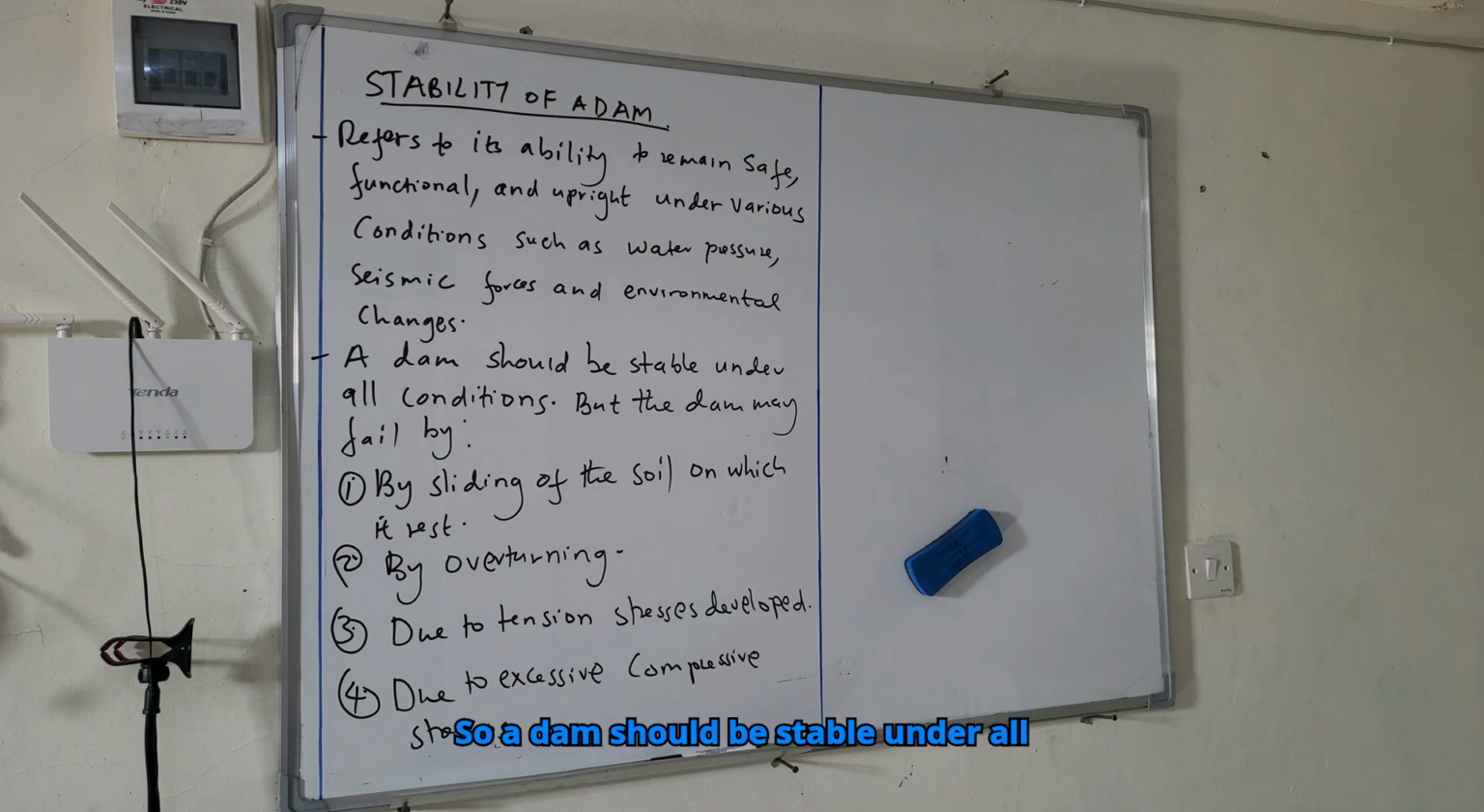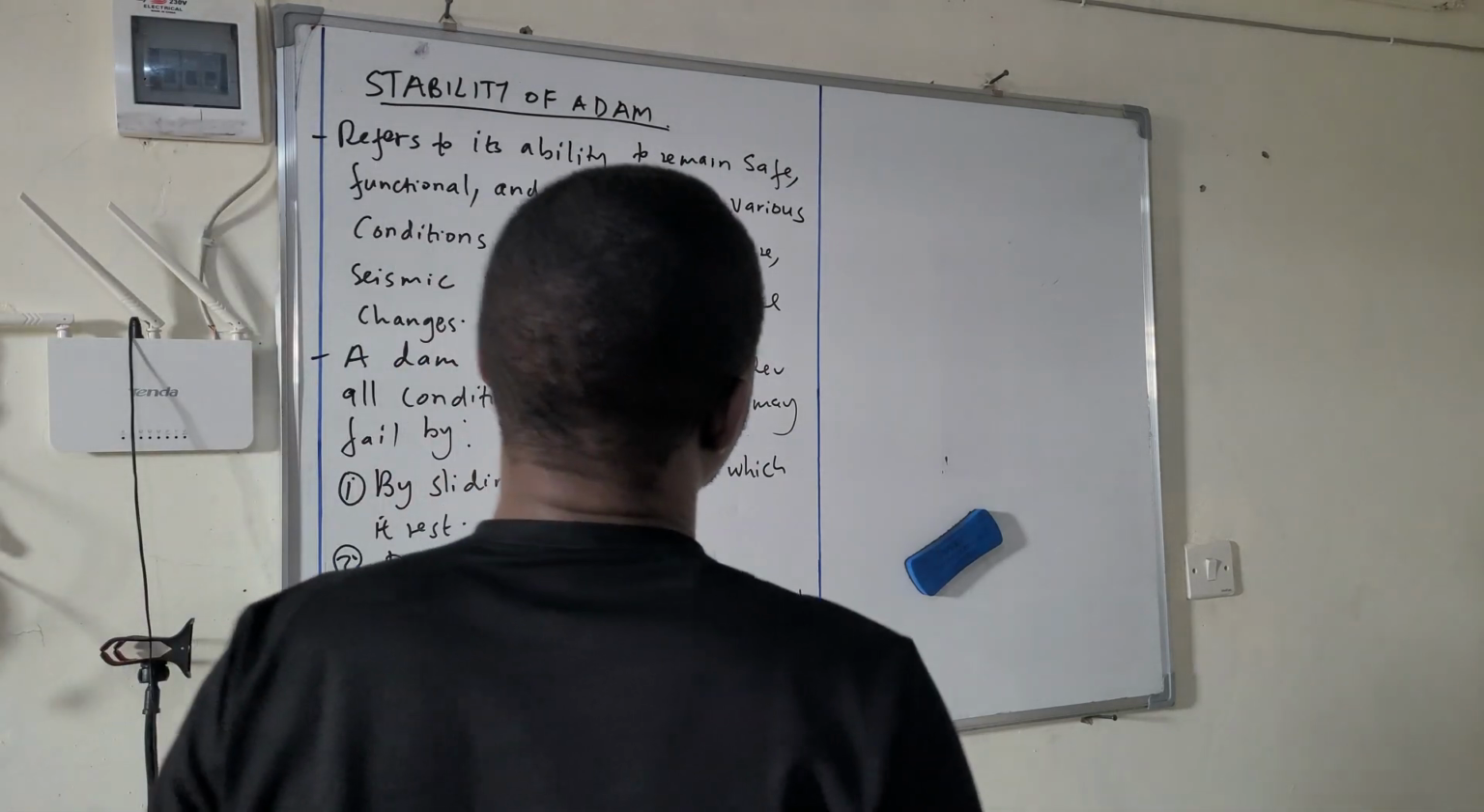So a dam should be stable under all conditions, but the dam may fail by number one, sliding of the soil on which it rests. Number two, by overturning. Number three, due to tension stresses developed. Then number four, due to excessive compression stresses. So I will start with number one, which is sliding.